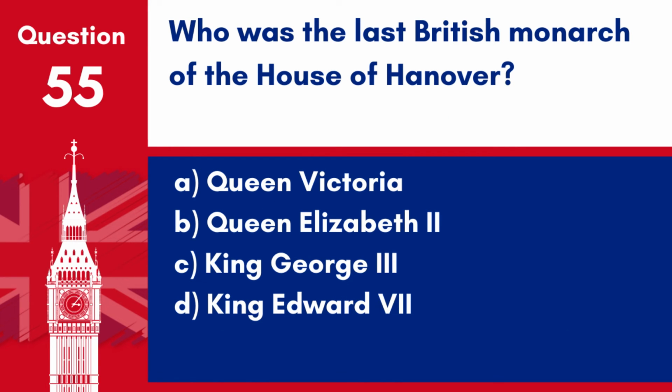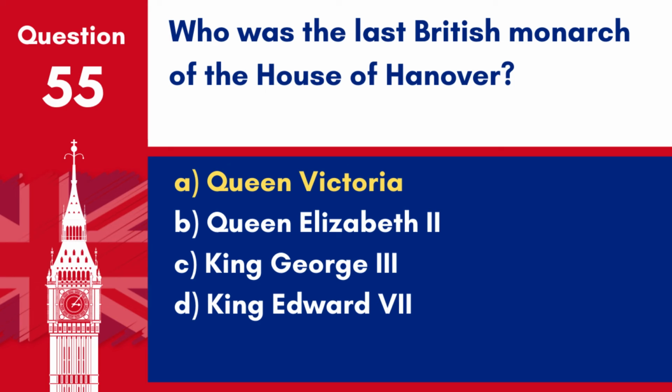Question 55. Who was the last British monarch of the House of Hanover? A. Queen Victoria. B. Queen Elizabeth II. C. King George III. D. King Edward VII.